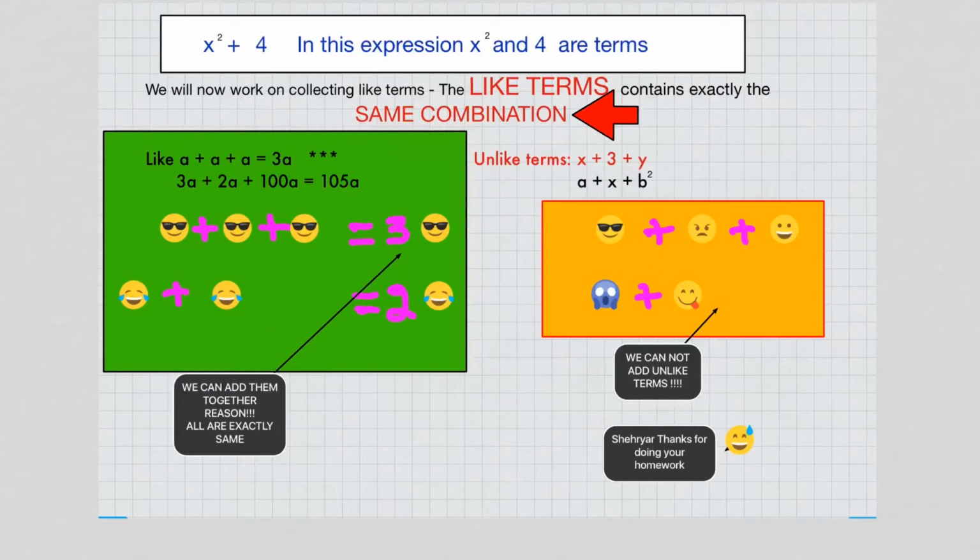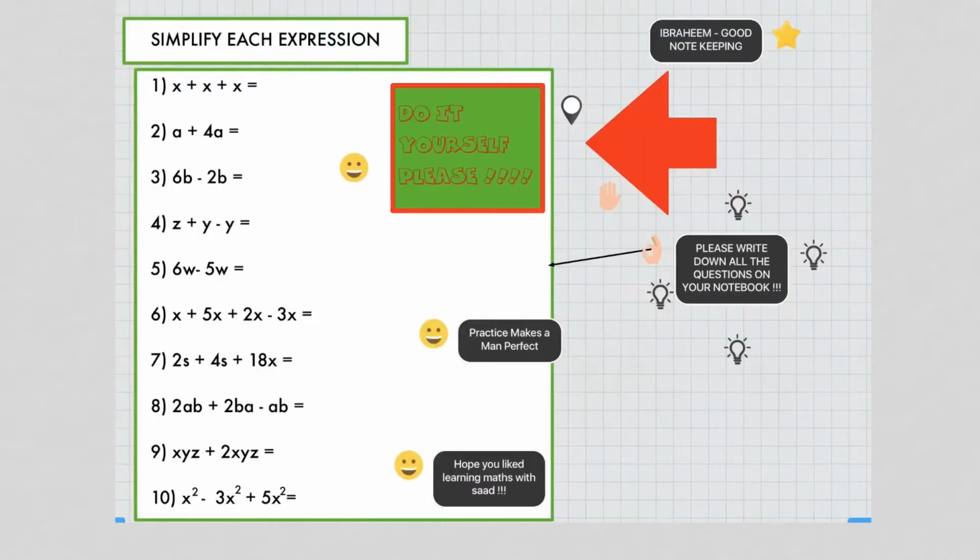So now after that, what we will do is we will start doing some questions together. So these are some of them. For you to simplify each of them, easy peasy. Please write down all the questions in your notebook and start doing all these questions. I'm going to do one or two questions for you, and then the rest of them you can do yourself. So let me do number 6 for you.